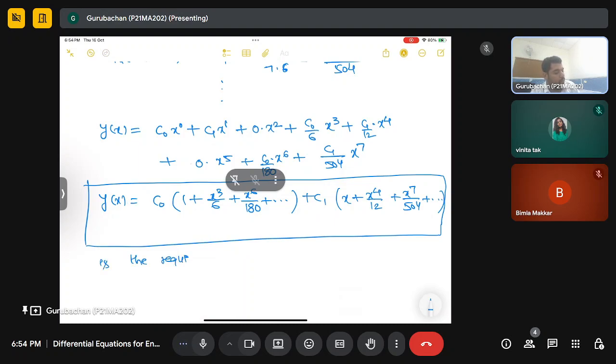This is the power series solution around x equal to 0 of the given equation.